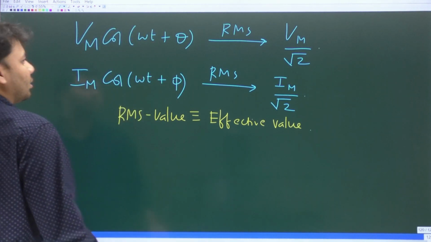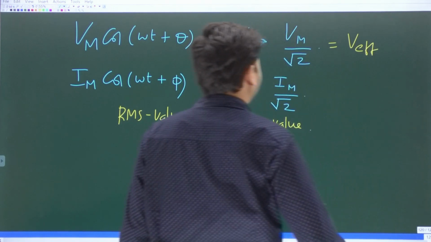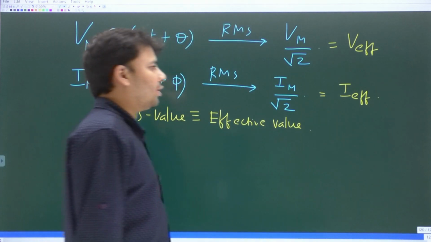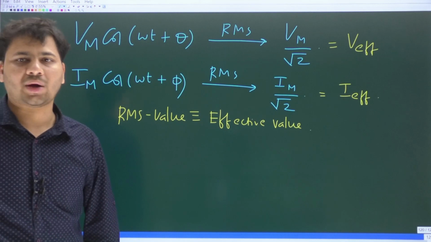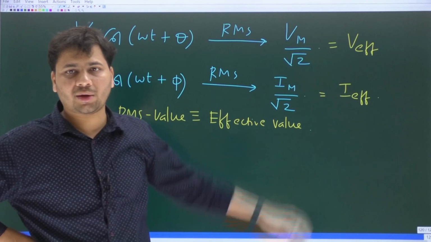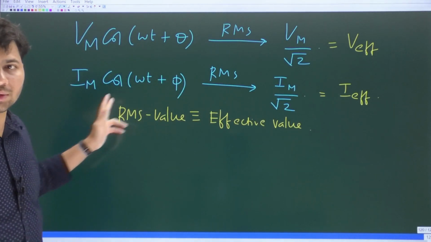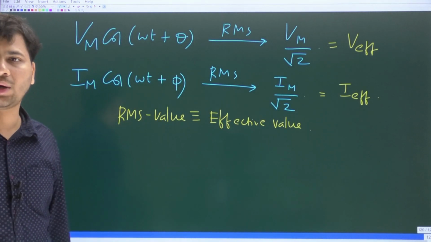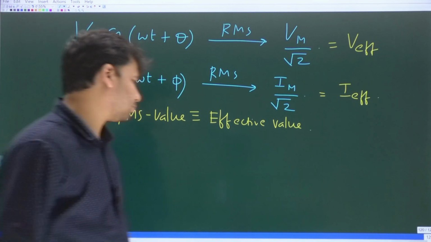So this Vm by root 2, I can call V effective, and Im by root 2, I can call I effective, because effective value is nothing but the RMS value. You understood? So V effective is the RMS value of this voltage, which is equal to Vm by root 2. And I effective is the RMS value of this sinusoidal current, which again is equal to Im by root 2. I hope the notion of RMS or effective value is clear.